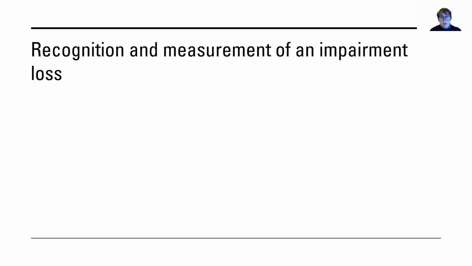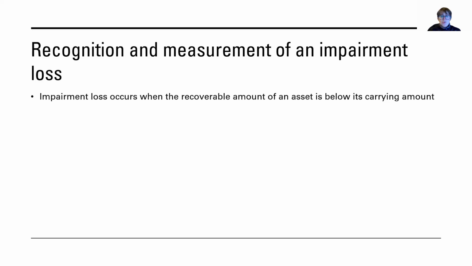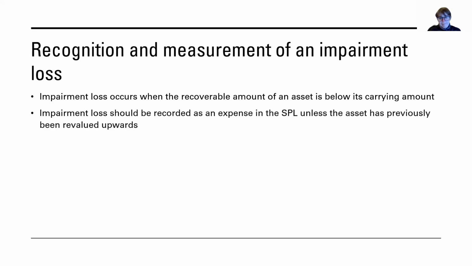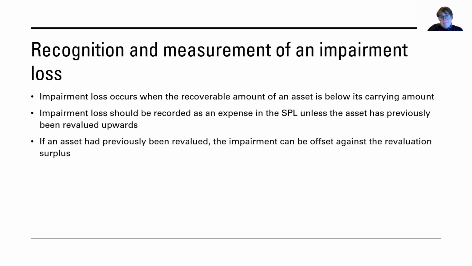So, recognition and measurement of an impairment loss then. An impairment loss occurs when the recoverable amount of an asset is below its carrying amount. An impairment loss should be recorded as an expense in the statement of profit or loss, unless the asset has previously been revalued upwards. Obviously, if the asset has been previously revalued, the impairment can be offset against the revaluation surplus.